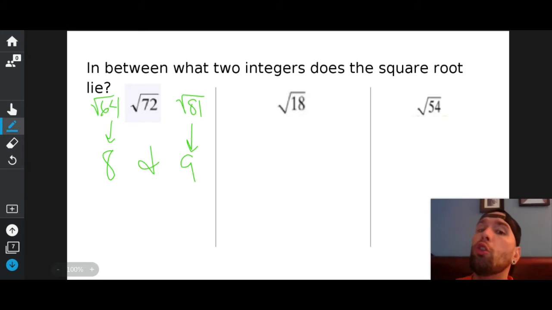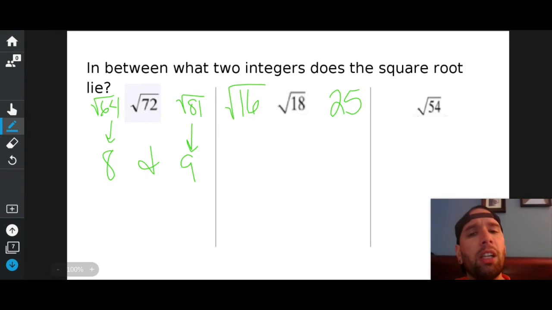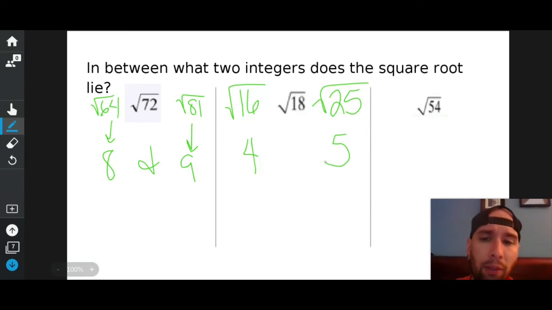Okay. Do I know what the square root of 18 is? No. But the square root of 18 lives in between the perfect squares 16 and 25. The square root of 16 is 4. The square root of 25 is 5. So the square root of 18 lives in between 4 and 5. It's going to be 4 point something. 4 point, I don't know.